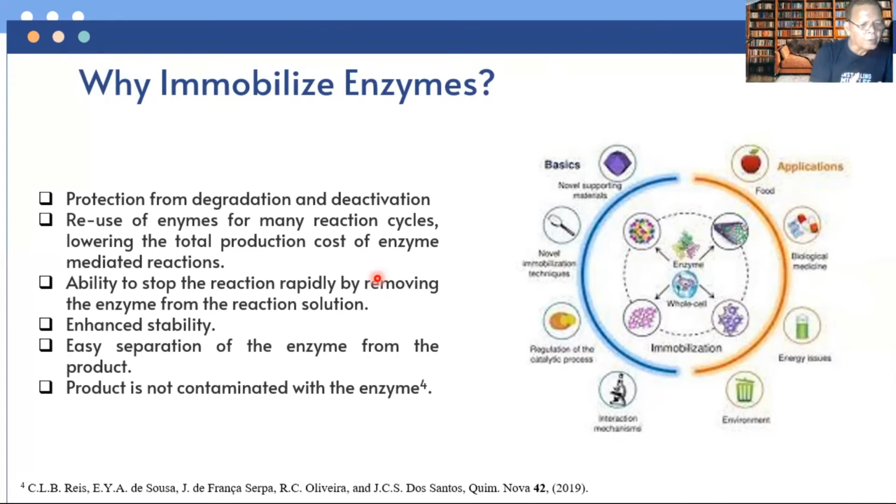There are several reasons why immobilized enzymes are important, such as protection from degradation and deactivation, reuse of enzyme for many reaction cycles, lowering the total production cost of enzyme-mediated reactions, ability to stop the reaction rapidly by removing the enzyme from the reaction solution, enhanced stability, separation of enzyme from the product, and the last is that the product is not contaminated with the enzyme.